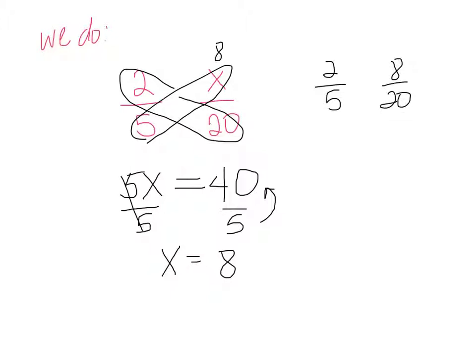What number would I have to multiply 2 by in order to get to 8? I would multiply it by a 4. And if I multiply 5 times 4, do I get 20? Yes, ding, ding, ding. Yes, I do. So I know that's in proportion.